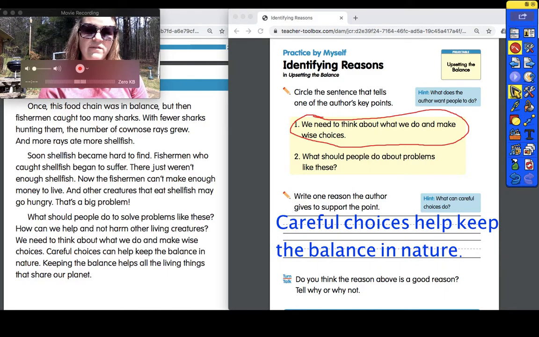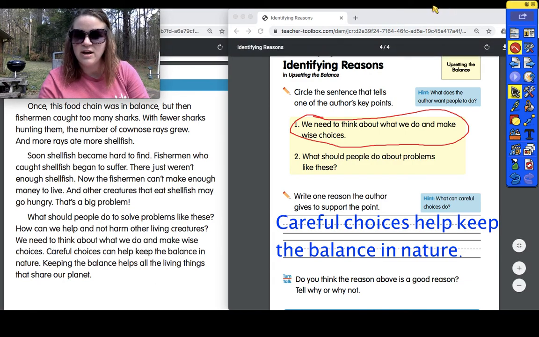Just remember, whenever you read a story, always go through and try to find that key point or that main idea. And then find the reasons that the author gives you. You should be able to find those reasons within just a few sentences of each other. So keep practicing, keep reading, and doing an awesome job.